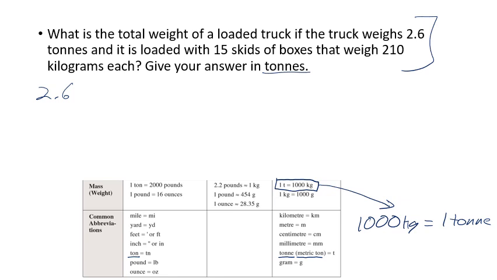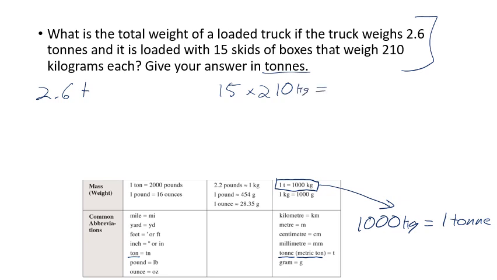We have 2.6, that is, the truck weighs 2.6 tons, and it's loaded with 15 skids of boxes that weigh 210 kilograms each. So if I wanna find out how many, we have 15 skids, each weighing 210 kilograms, so I'm gonna go 15 times 210 kilograms to find the total weight of everything.